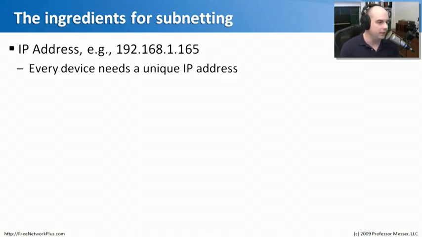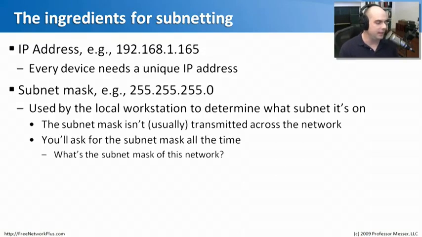If we are 192.168.1.165, nobody else and no other device on this network can be 192.168.1.165. The other thing that we'll need is the subnet mask.